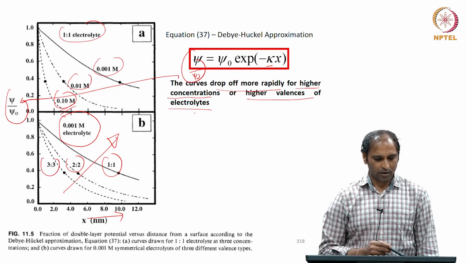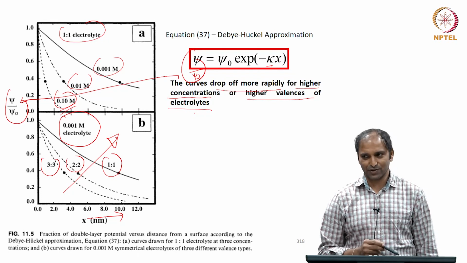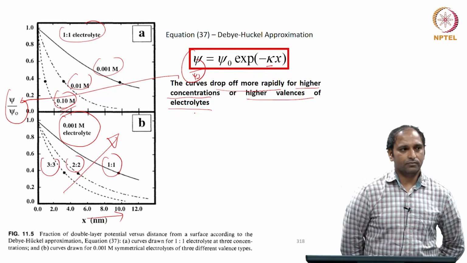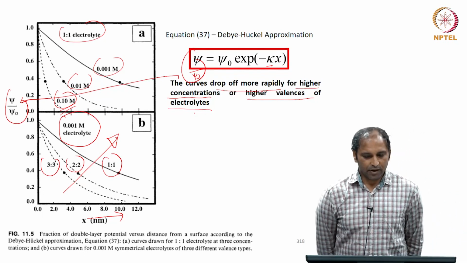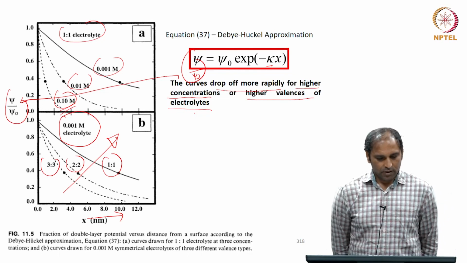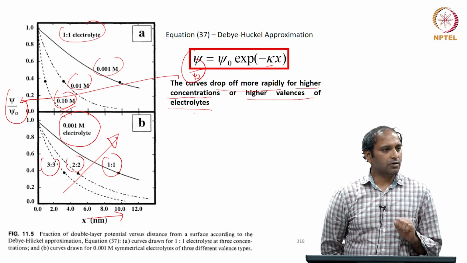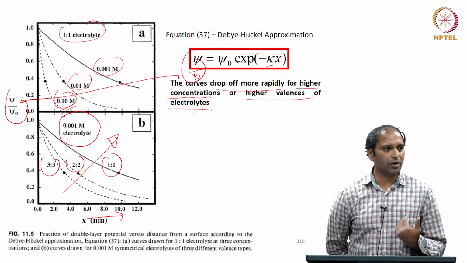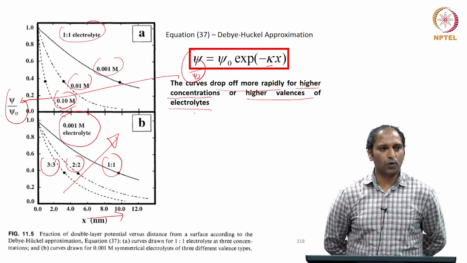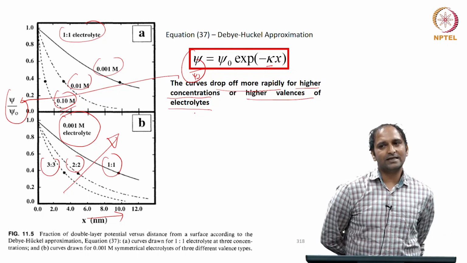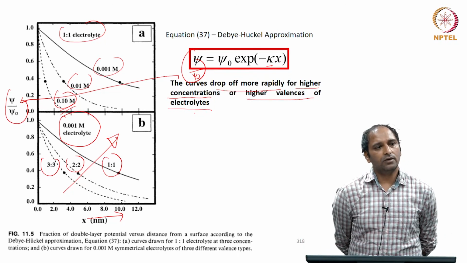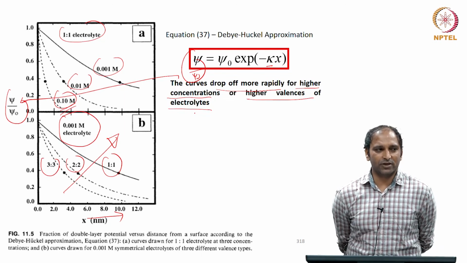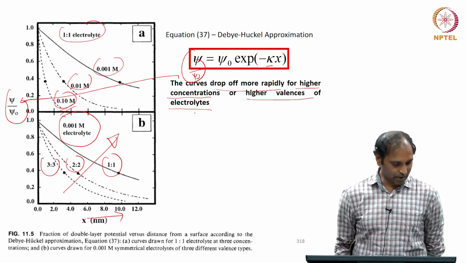What do you think is the implication of the fact that the potential drops off more gradually or more rapidly? What consequence do you think this has on the electrical double layer interactions? Think a little bit about this question. I will come back and we will make a point.